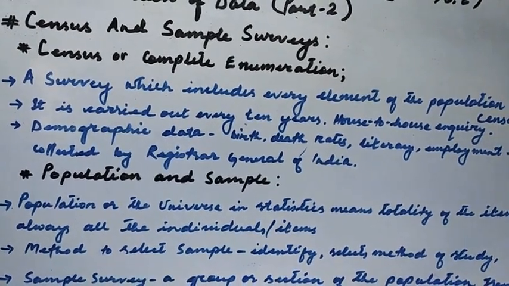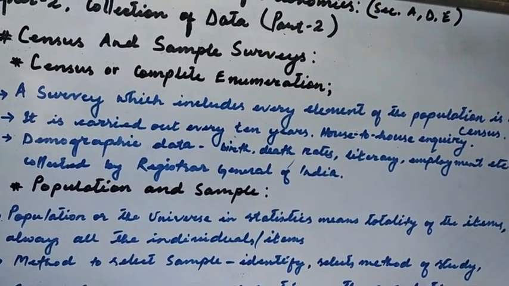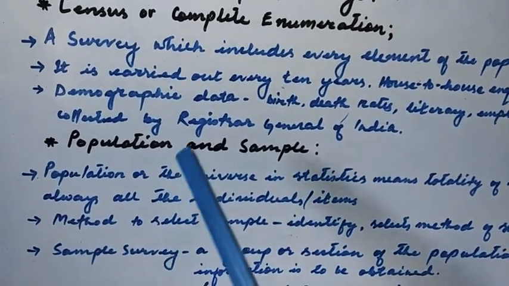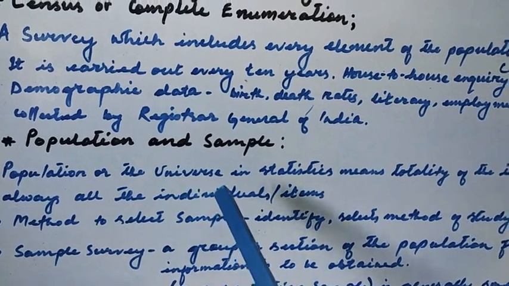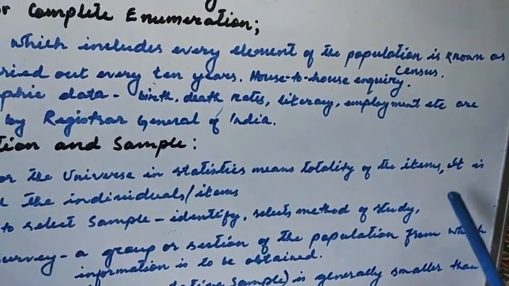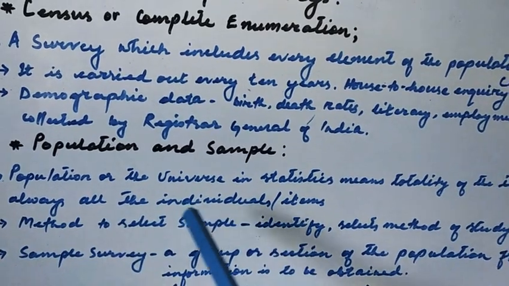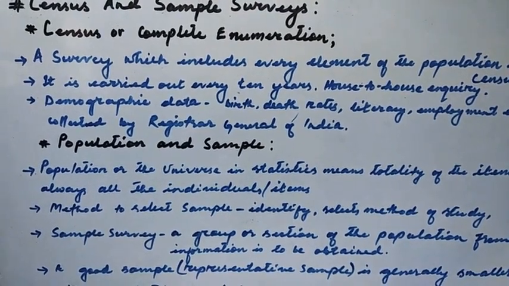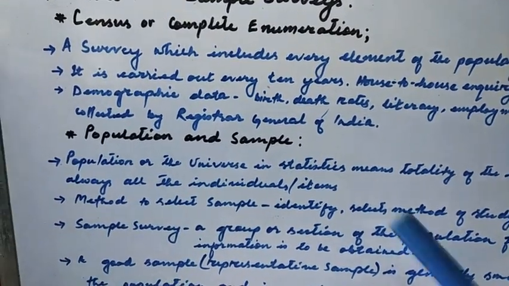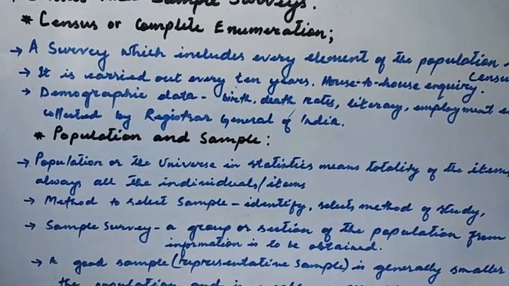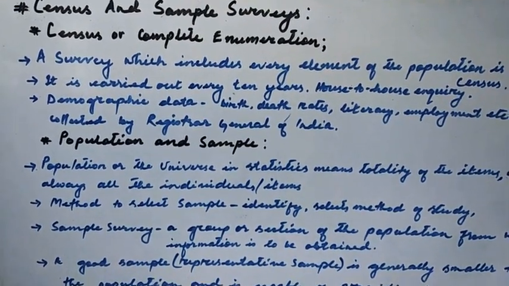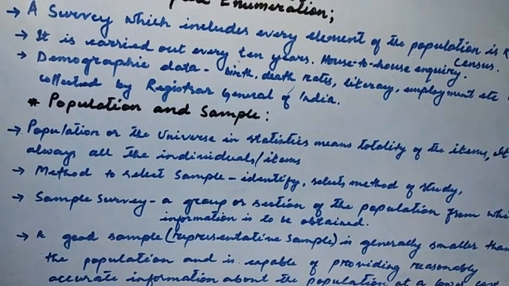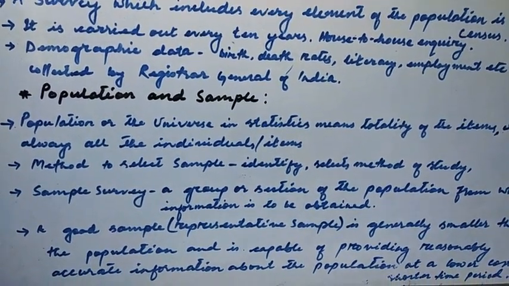So what is the difference between a population and a sample? Population and sample. Population, or the universe in statistics, means the totality of the items, everything, all the individual items. So whatever items are included in the population is called the population, or the universe in statistics. What about the sample? Sample means, in simple language, a selected part from the whole of the population.